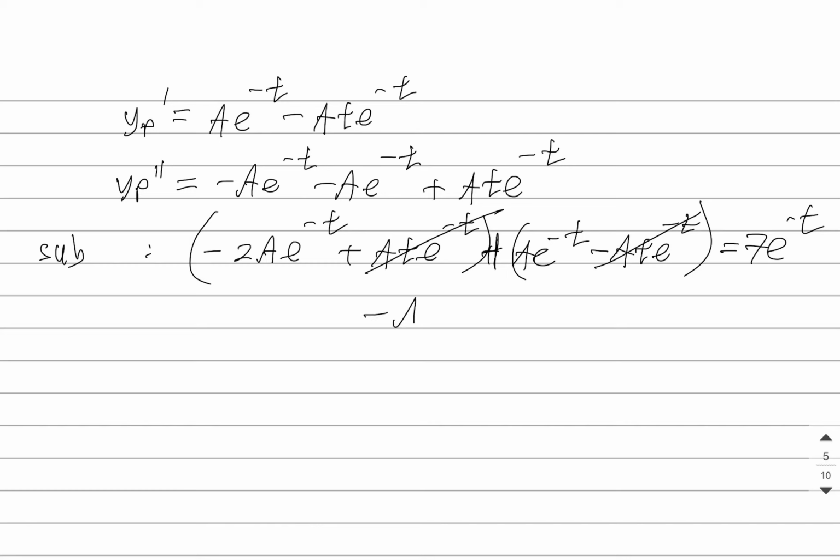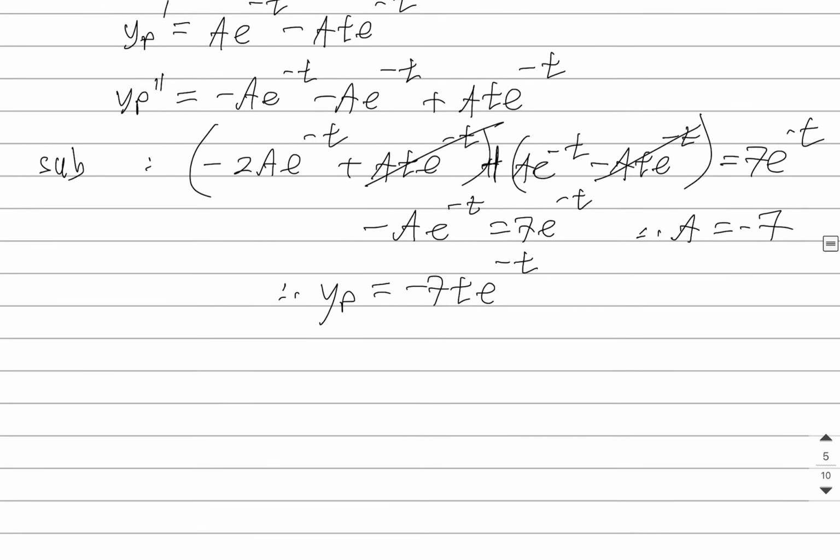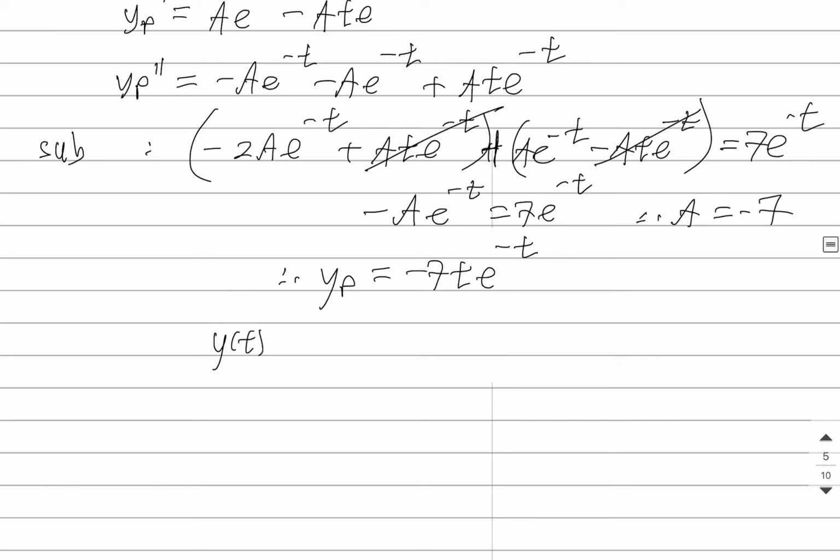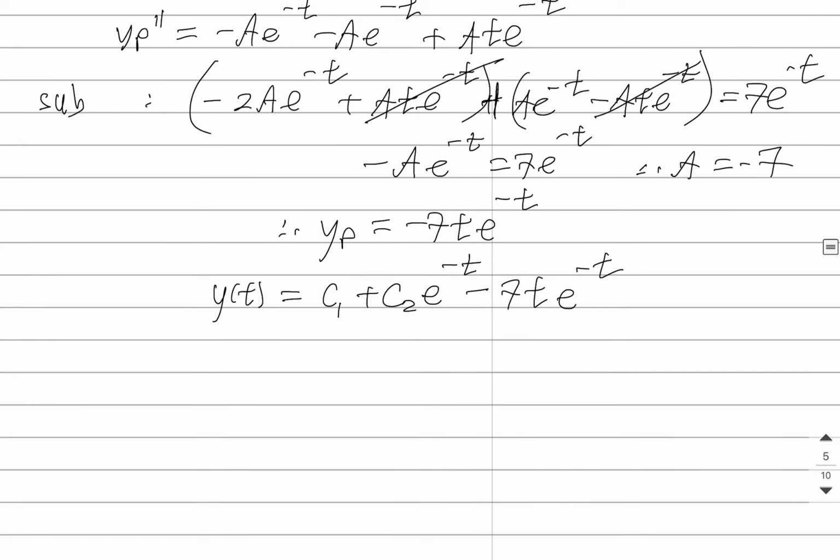What I'm going to be left with is negative a e to the minus t is 7 e to the minus t. And that tells me that a is going to be negative 7. So I have correctly found that the particular solution is negative 7t e to the minus t. The general solution is always made up of the parts that deal with the left-hand side, the homogeneous terms, but now I have this right-hand side contribution from the particular solution.